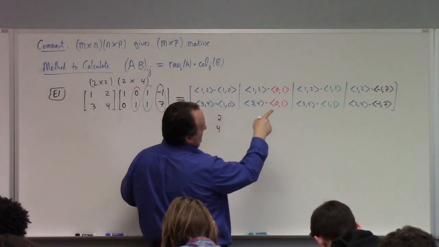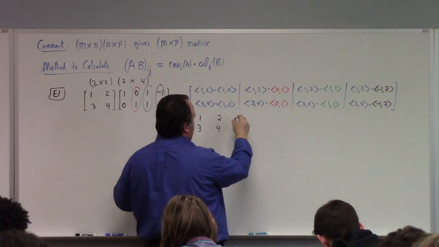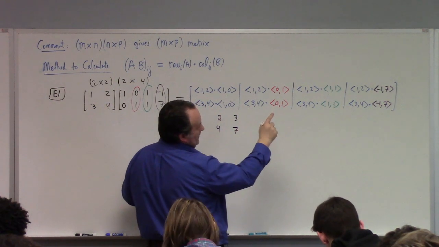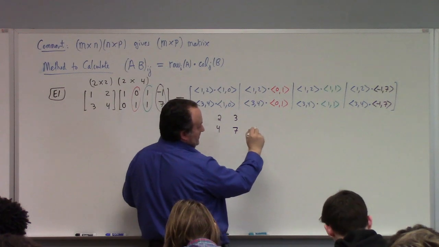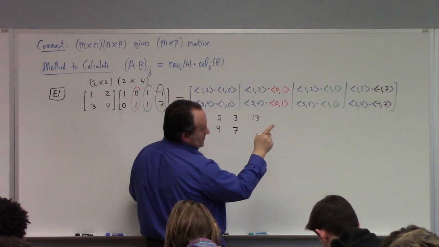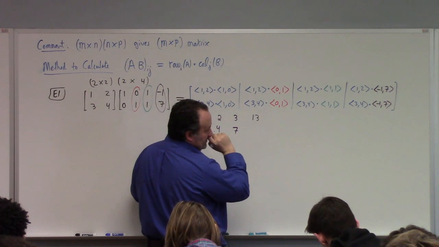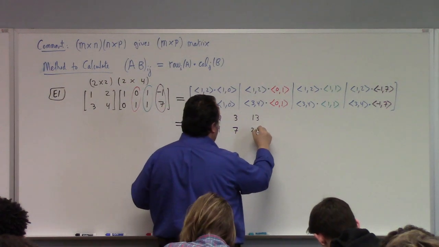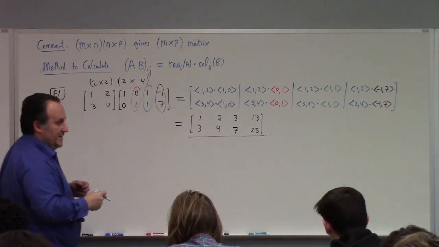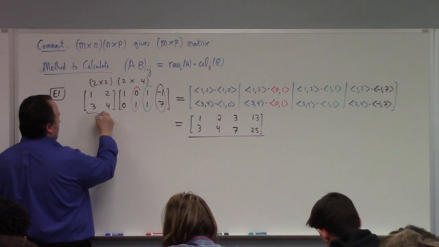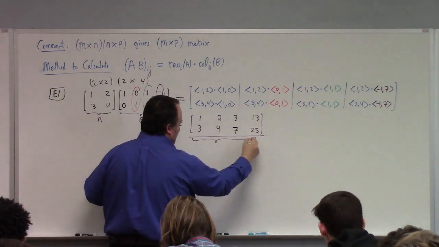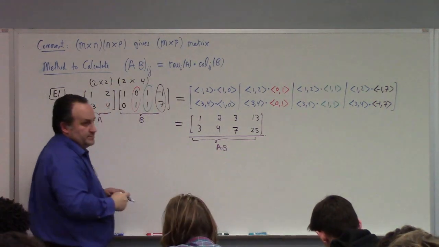Now I have to think. 1 plus 2 is 3. 3 plus 4 is 7. Minus 1 plus 14 is 13. Minus 3 plus 28 is 25. Do you guys agree? Yep, okay. So this right here we could call A, this right here we could call B, and this matrix is AB.